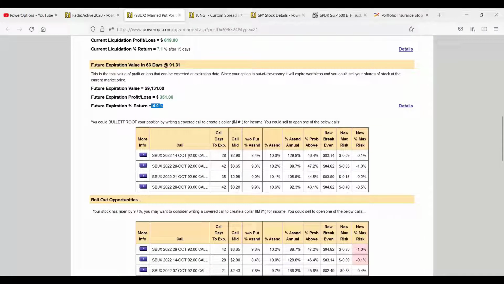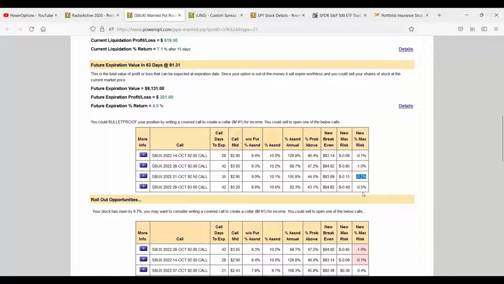So we have here, we could sell the October 14th 92 call for $290. And we see our new max percent return on the position, if the stock's trading at our strike price at expiration, probability to be above there, new break even, and new max risk. We've bulletproofed the position. Or we could do a 1% bulletproof going a little further out to October 28th. Actually, all three of these are bulletproof here.